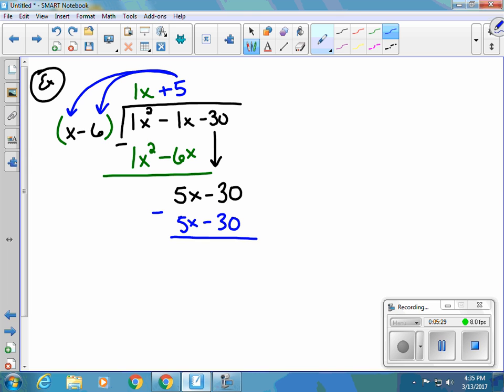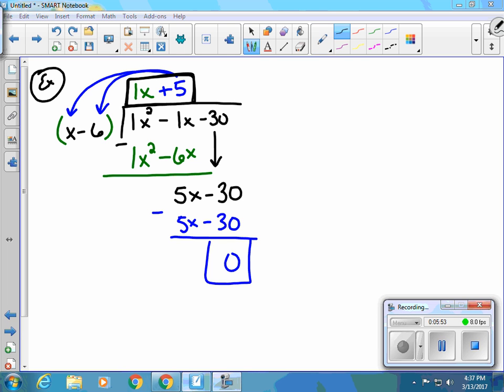I then actually subtract these. Everything comes out to be 0. So my final answer then is 1x plus 5. But what about if I don't have it come out to a nice number, aka 0? Then you're going to have a remainder.